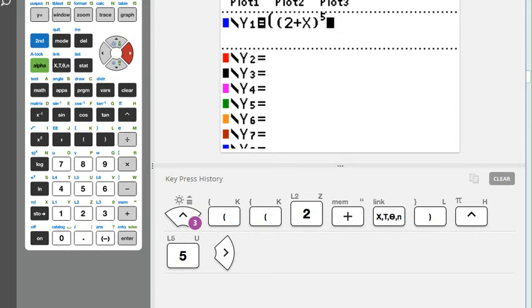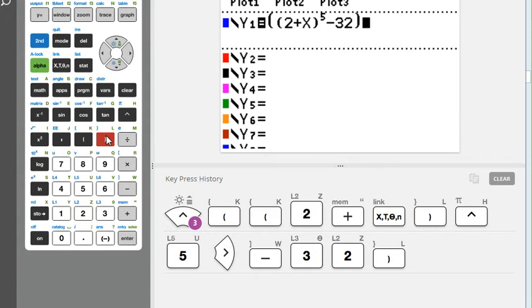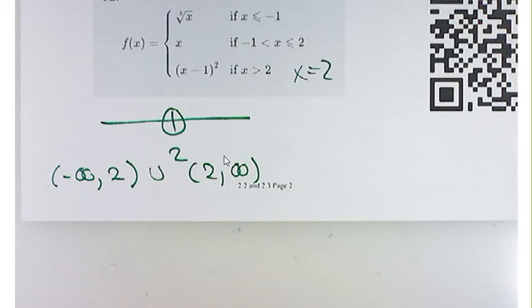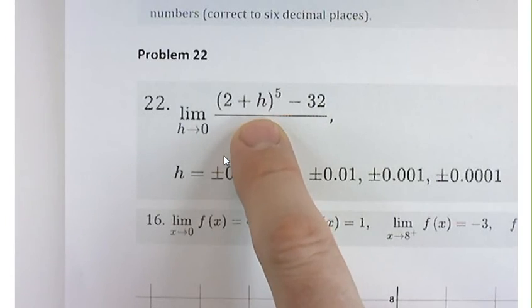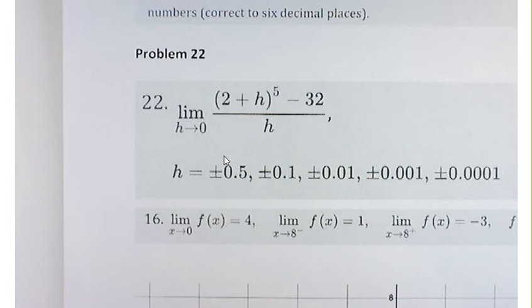And then what was it? Minus 32. Minus 32. Parenthesis. And then divided by x. So what we're doing is we're really just mimicking this part right here. I'm just putting in an x because it's just more convenient that way. So, all right, great. We've got our function entered.